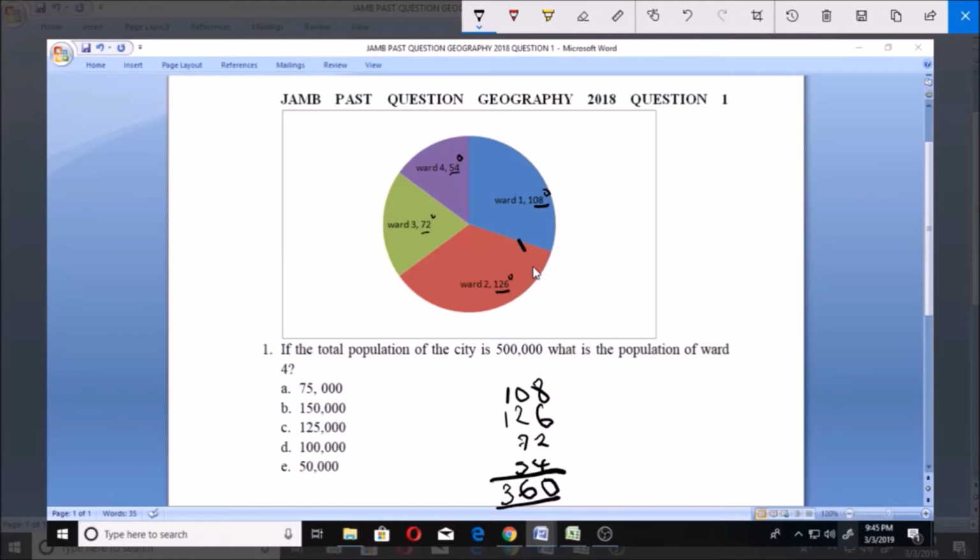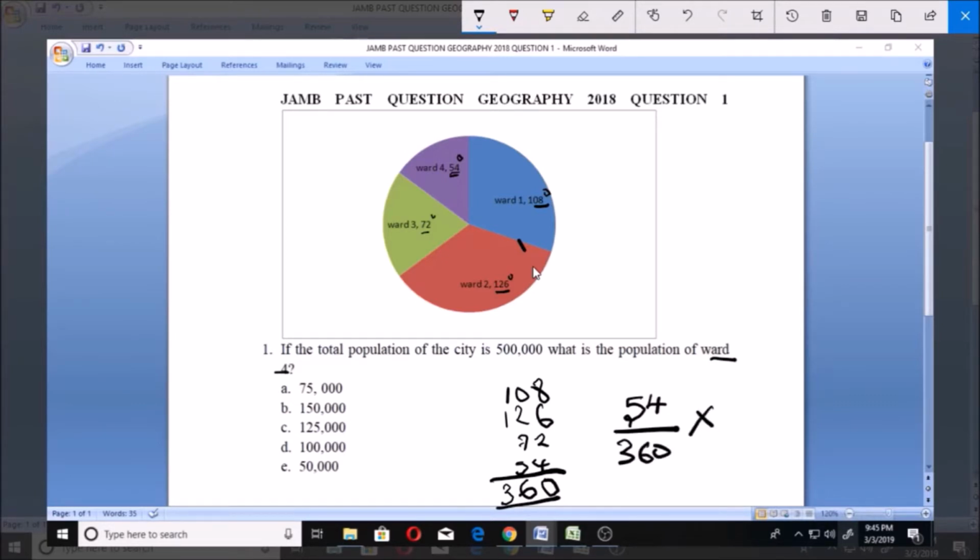Now, if you want to get the population of any of them, you just take the degree, or the angle subtended. So let's say we are told to calculate the population of Ward 4. Check Ward 4 here, how many degrees? 54 degrees. So pick out the degrees of that ward I want to calculate, 54, all over the summation of the degrees, which is 360.